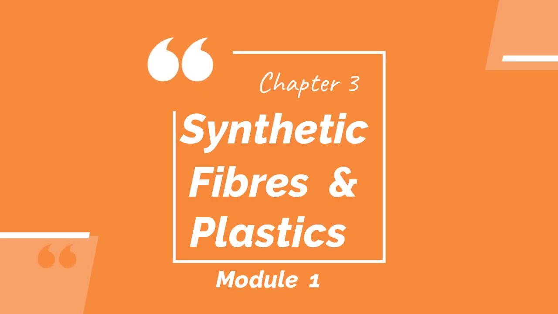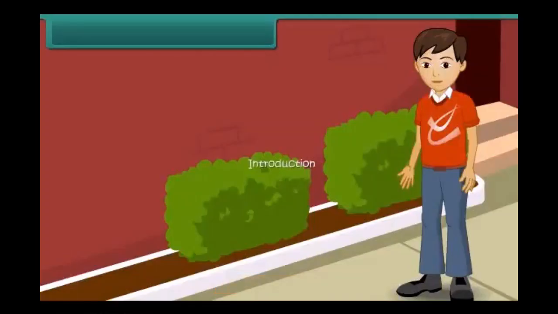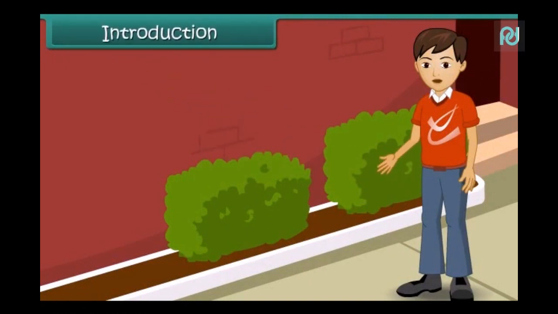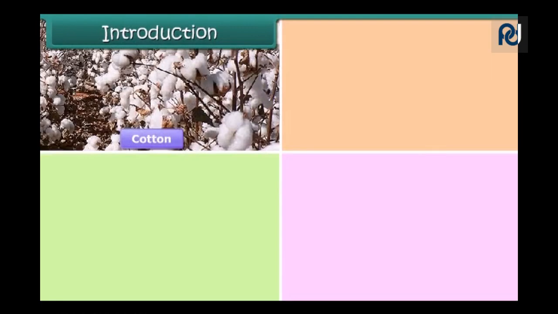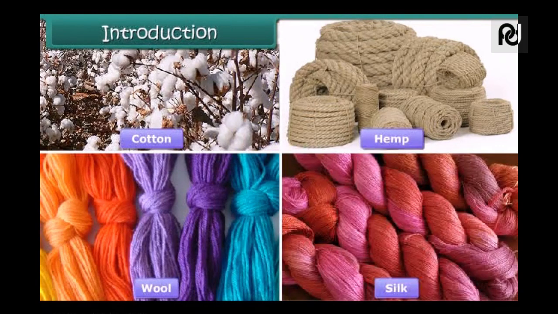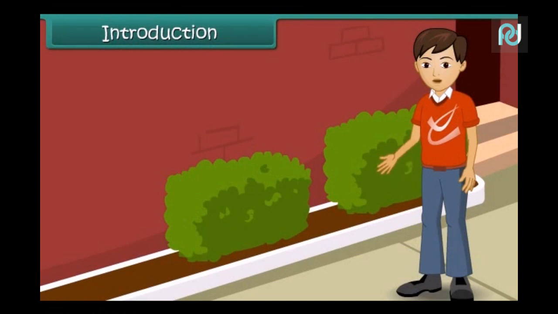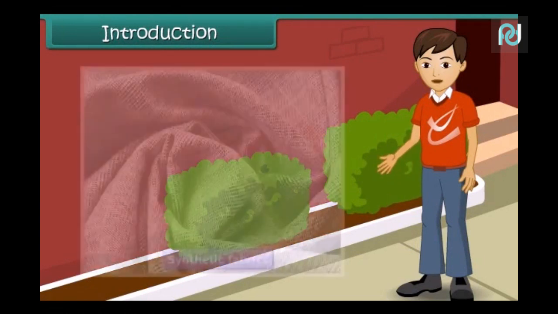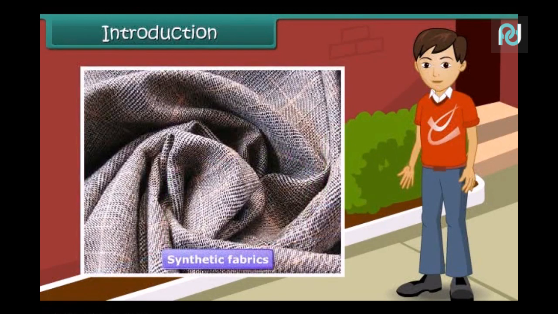Now we shall talk about Chapter 3 Synthetic Fibers and Plastics. So let's begin with the introduction first of all. In Form 7 you have studied about some natural fibers like cotton, hemp, wool and silk. In this particular module we shall be discussing about the synthetic fibers, which are also known as the man-made fibers.